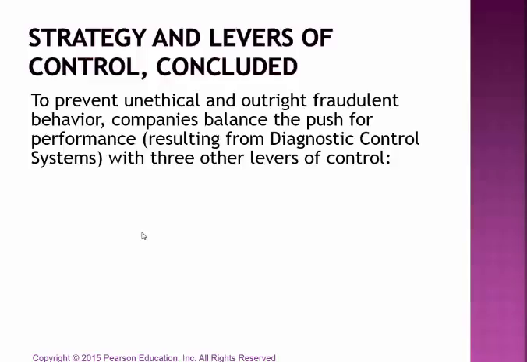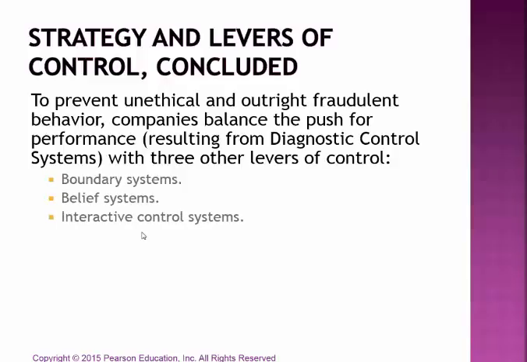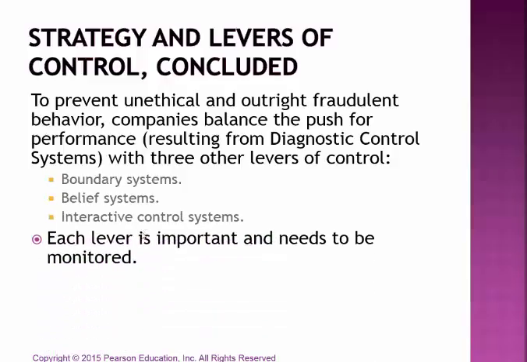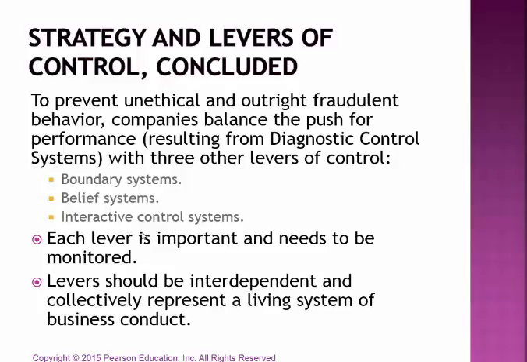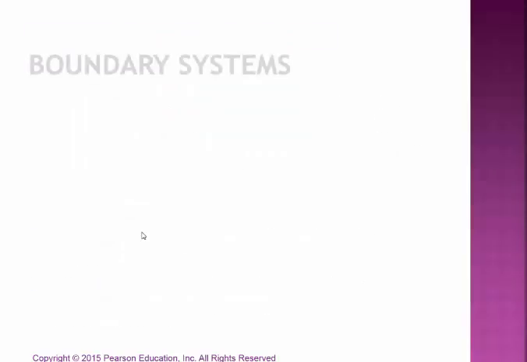To prevent unethical and outright fraudulent behavior, companies balance the push for performance resulting from the diagnostic control systems with 3 other levers of control. So notice that there are 4. We want to have boundaries, we want to have beliefs, and we want to have interactive control systems. Each one of these is important, and all of them need to be monitored. Levers should be interdependent and collectively represent a living system of business conduct.